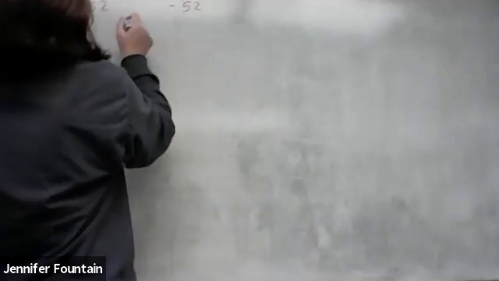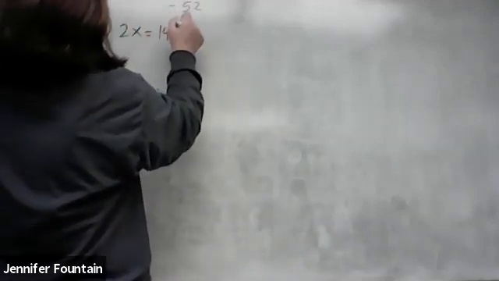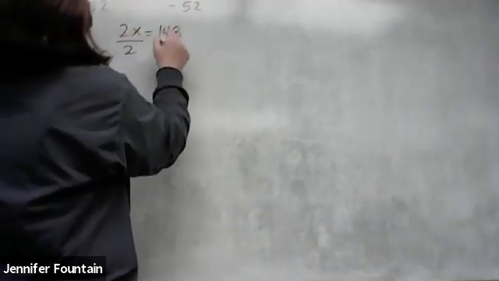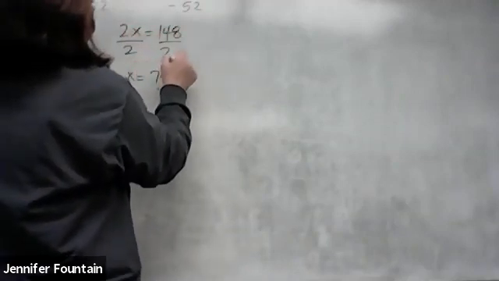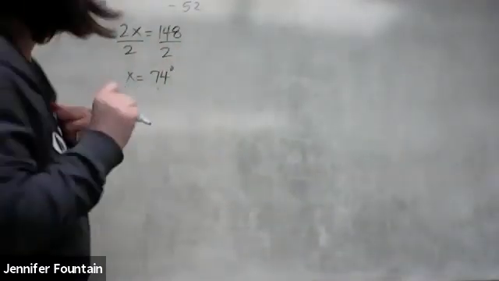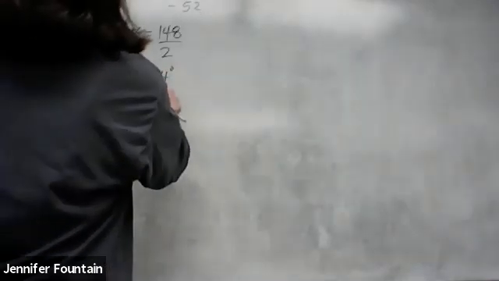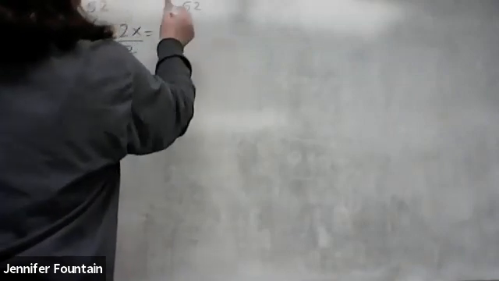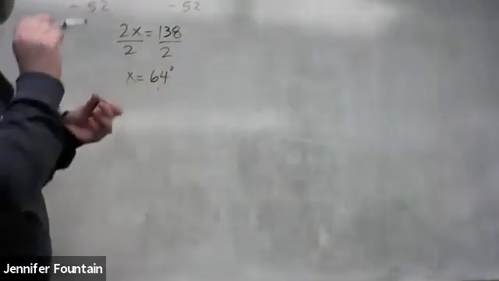So take away 52, take away 52. So 2x is equal to, what is that, 148? Divide by 2, divide by 2. So x is equal to 74 degrees. Okay, so that's how they did that. No, that's not right. 64. Wait, what? No, wait, what did I do? I subtracted wrong, right? This should be 138. So 64 degrees. Sorry about that.